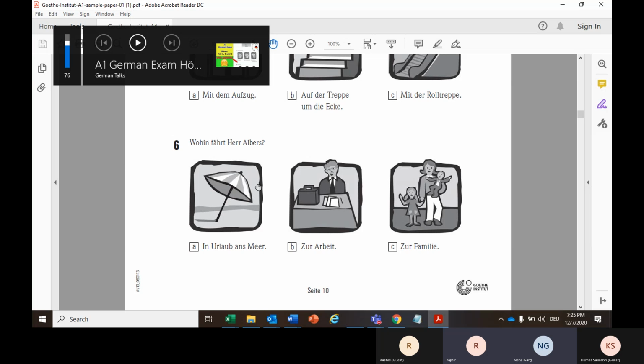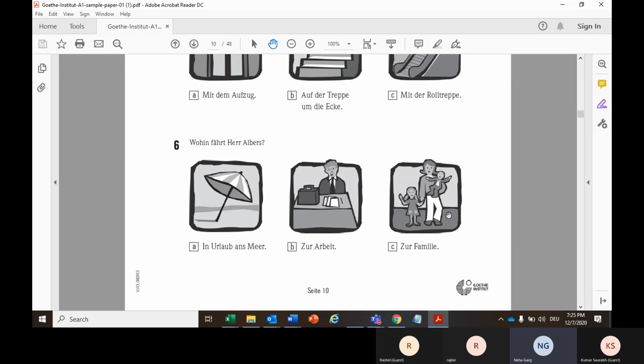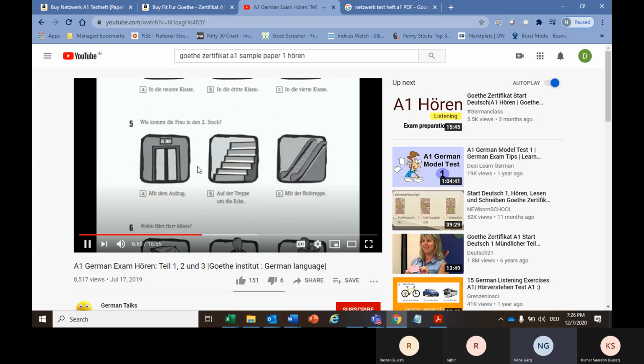Okay, Nummer 6. The link to the comments, like the table which has been shown, we can use as well. He said, ich fahre zum Verwandten. I'm going to my parents. So zur Familie. Let me play it again.